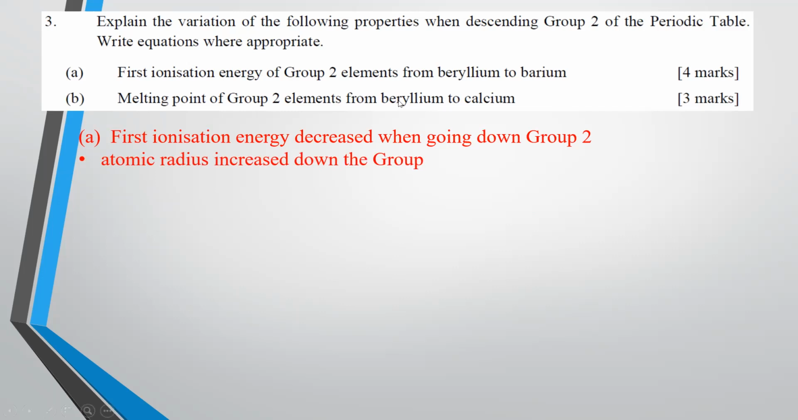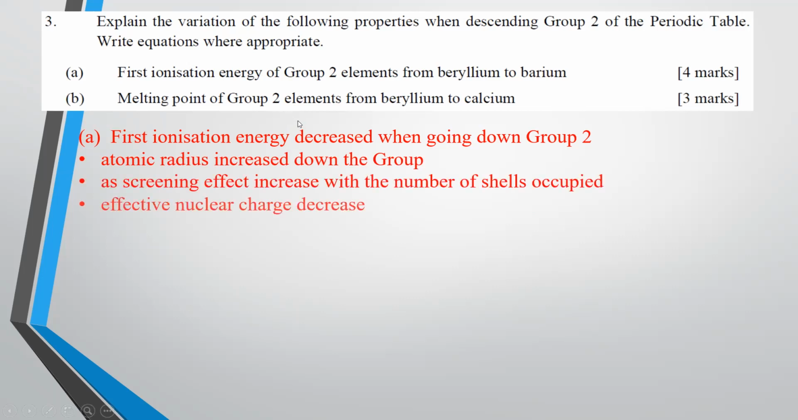So why does the ionization energy decrease when going down the group? This is due to the atomic radius increasing when going down the group, as the screening effect increases with the number of shells. As a result, effective nuclear charge decreases. So that is how you are going to explain the first ionization energy for group 2.